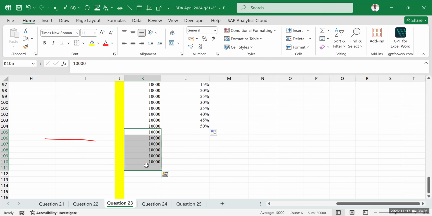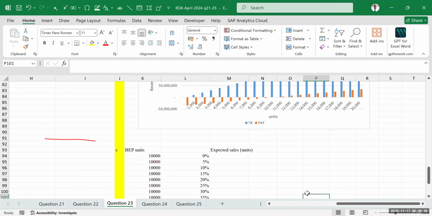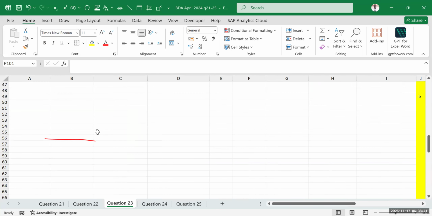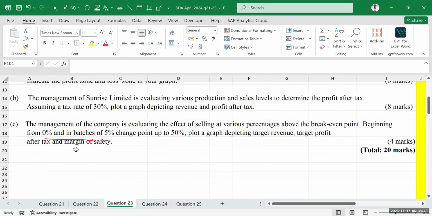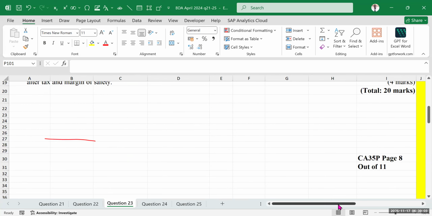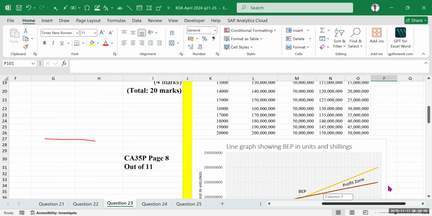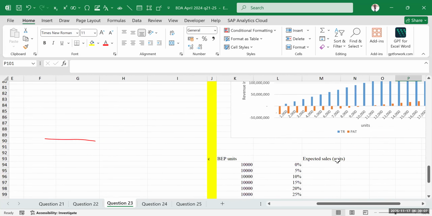I think this one now will make someone see it better. Like this. This is what the examiner is saying. They're saying that this company is trying to check on the effect of changing selling price at various percentages above the break-even point, beginning from 0 in batches of 5 up to 50. Then we are told to plot a graph, revenue, target profit after tax, and margin of safety. Now, margin of safety element is coming in here. We're going to see it shortly and get to understand what it means.